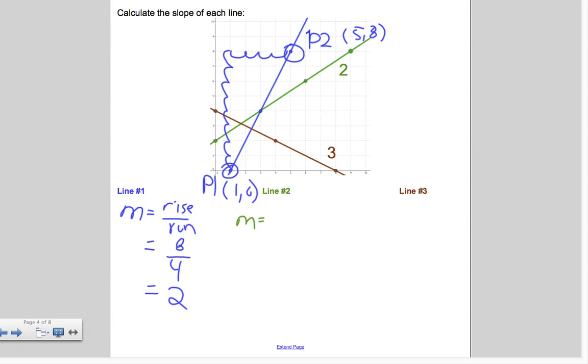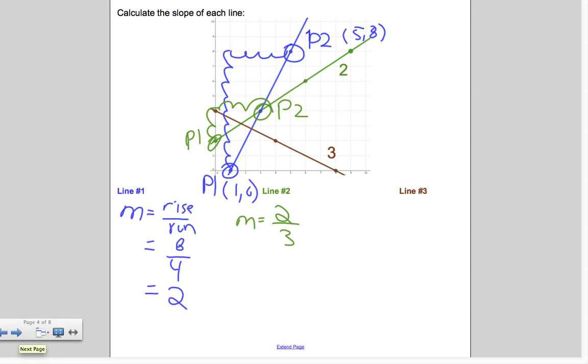Okay. So how do we get the slope of the green one? Take the first one. Megan, what's the first point? Choose one. This one? Yes. So P1. And then the second point is P2. So what's our rise here? Rise is 2, going up 2, and our run is 3. Can we reduce that any more?